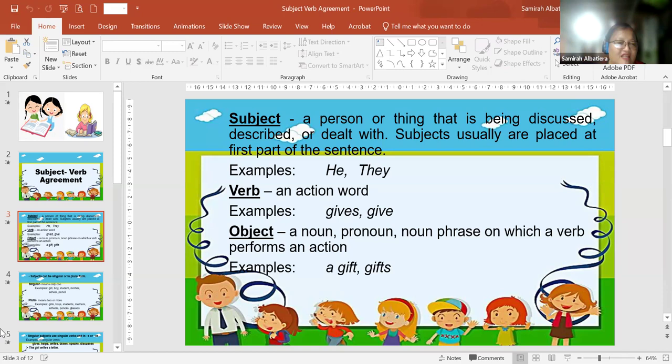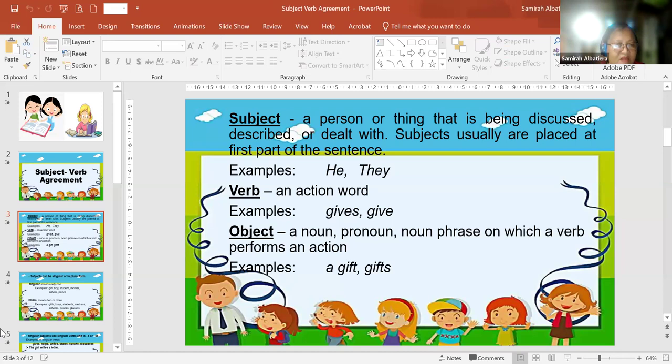Okay, so Miss Samirah likes teaching English. Miss Samirah is the subject, while likes is the verb. What is the original form of the verb likes? Like. Very good. How are you going to make a sentence using the verb like?